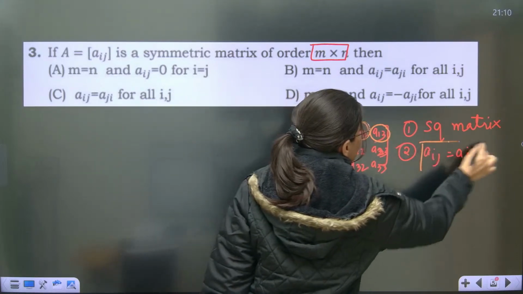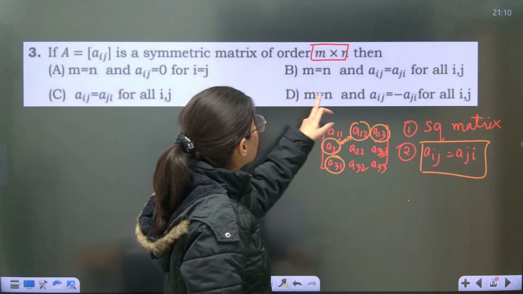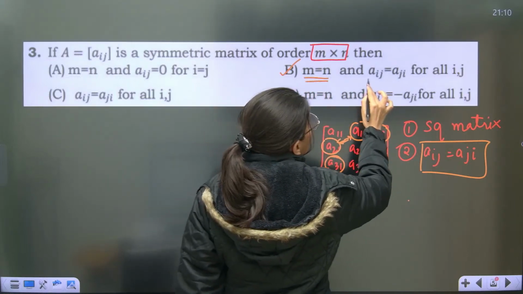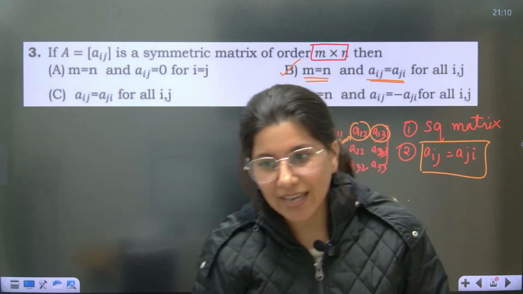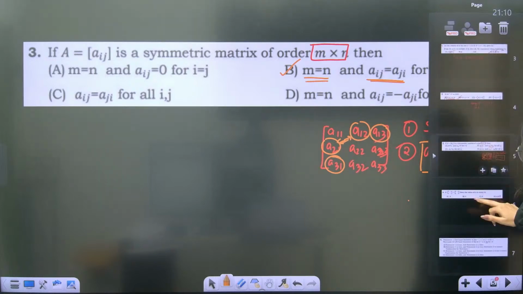So clearly this is also true for all i, j. So clearly M is equal to N for a symmetric matrix. This and Aij equals Aji. So option B again. Yes, Uma. Again B, yes, Prajwal. Absolutely. Now next question quickly.